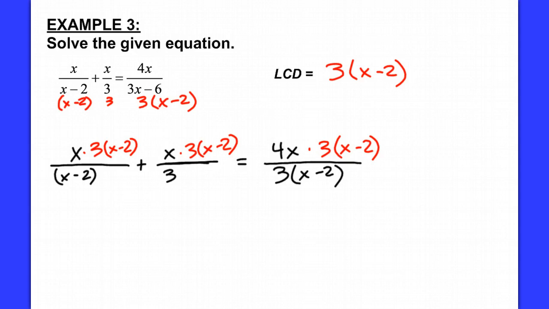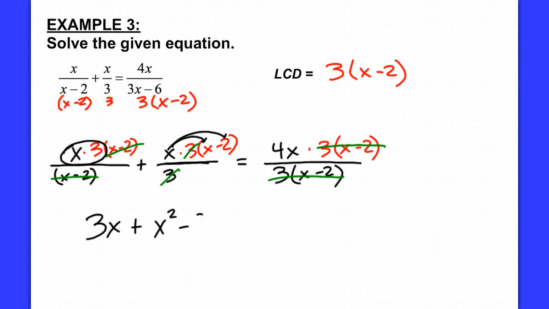So we'll look at this, and we can see that the x minus 2's are going to cancel out in our first fraction. In the second fraction, 3 cancels out with this 3. In the third fraction, 3 and x minus 2 cancel out, so it leaves just behind the 4x. So our equation is now going to take the form 3x plus, when we distribute here, we'll get x squared minus 2x, and then over here we've got 4x.